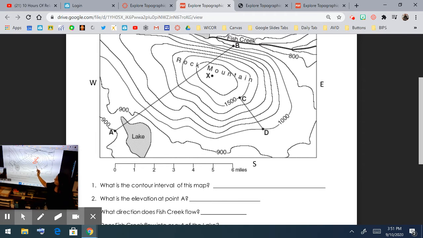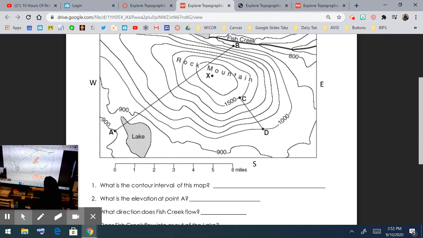1,600, because if this is 1,500 and we know the contour interval is 100 meters, then 1,500 plus 100 is 1,600. Now, here's the tricky part, y'all. This has to be more than what number? Has to be more than 1,600, right? Because it's higher. But is it quite 1,700? And how do we know? Is it 1,700? The answer is no, it is not.